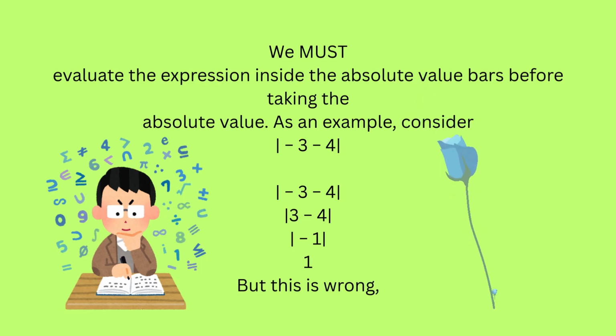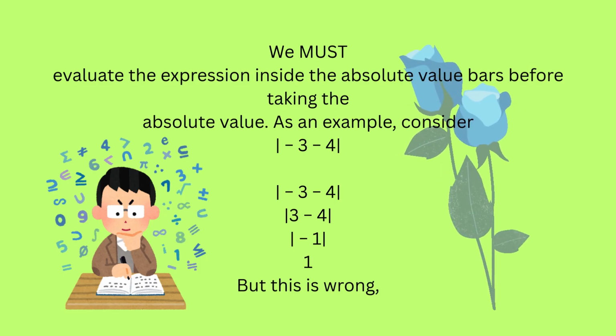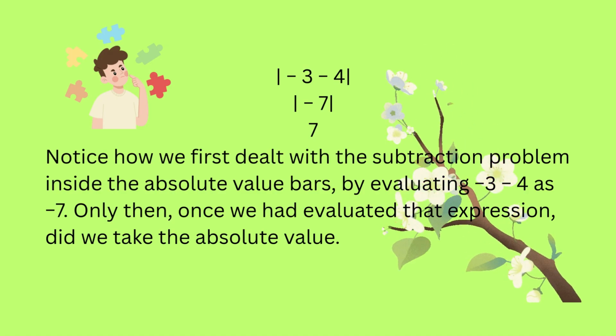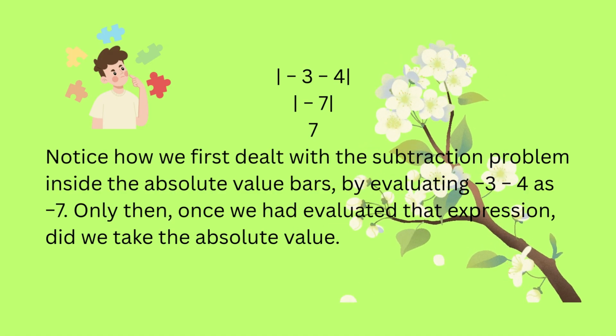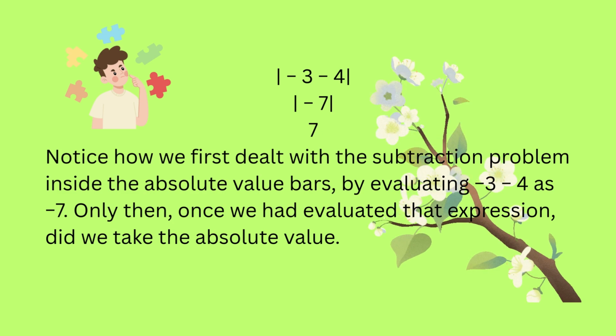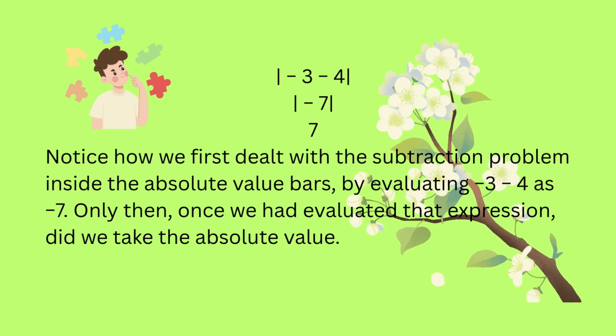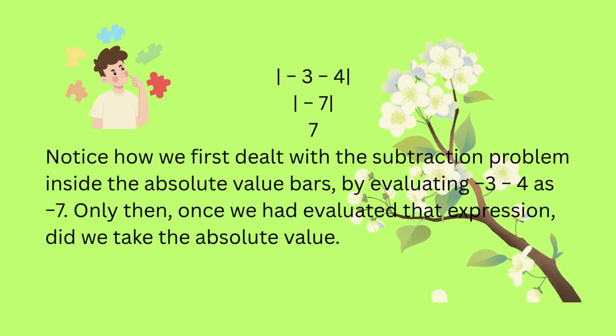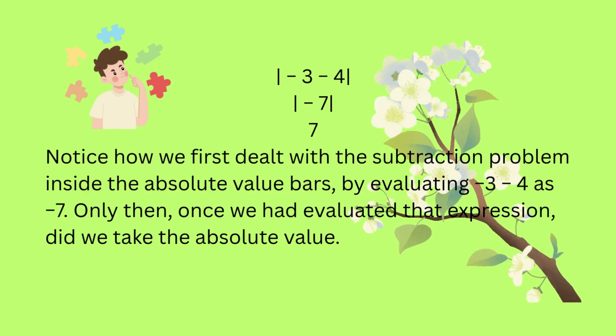But this is wrong, because we could have performed the absolute value operation first by taking away the first negative sign inside the absolute value bars. What we need to do instead is evaluate the expression inside the absolute value bars first and then take the absolute value. This is how we should solve it.